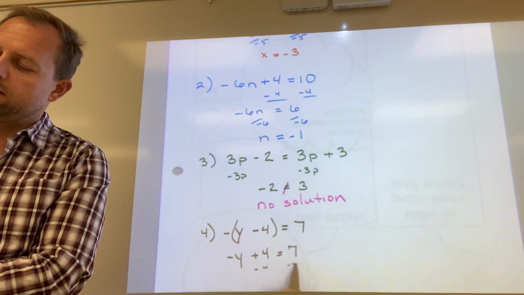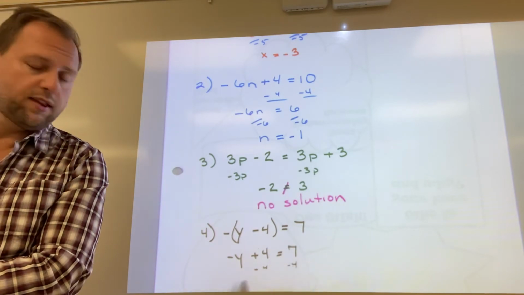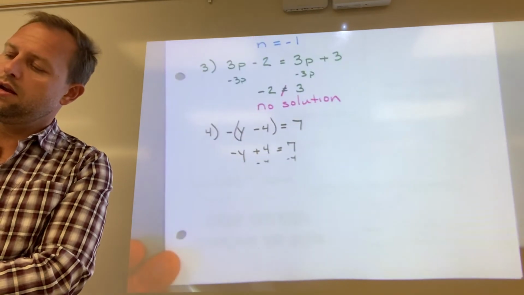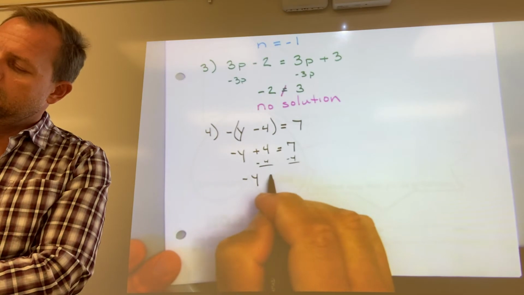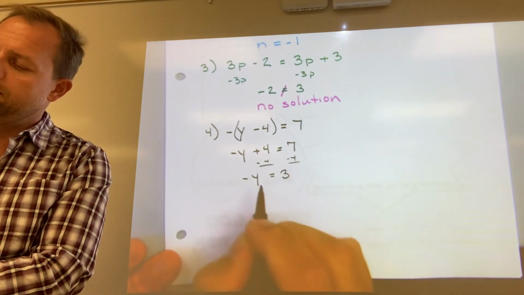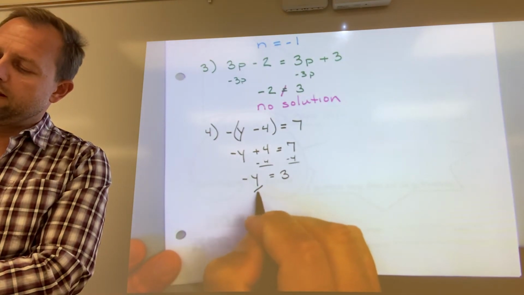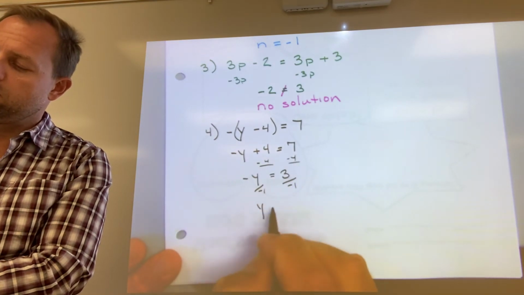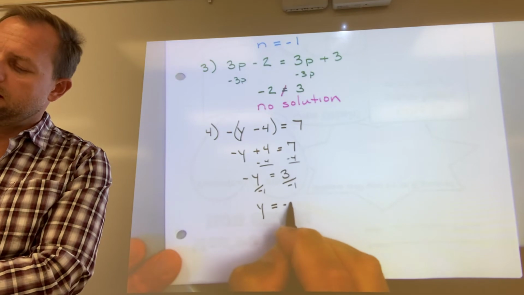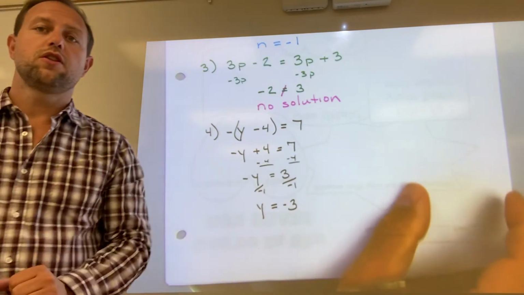Subtract the 4 from both sides. We're left with negative y equals 3, and when we divide by negative 1 to get rid of the negative on the variable, we're left with y equals negative 3.